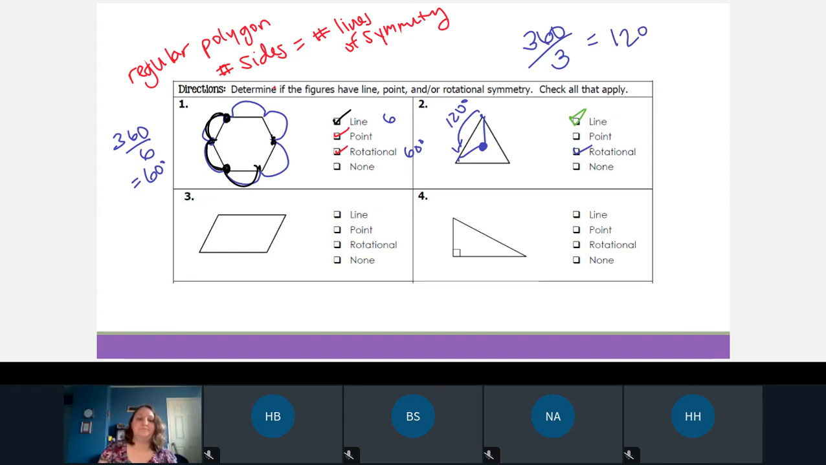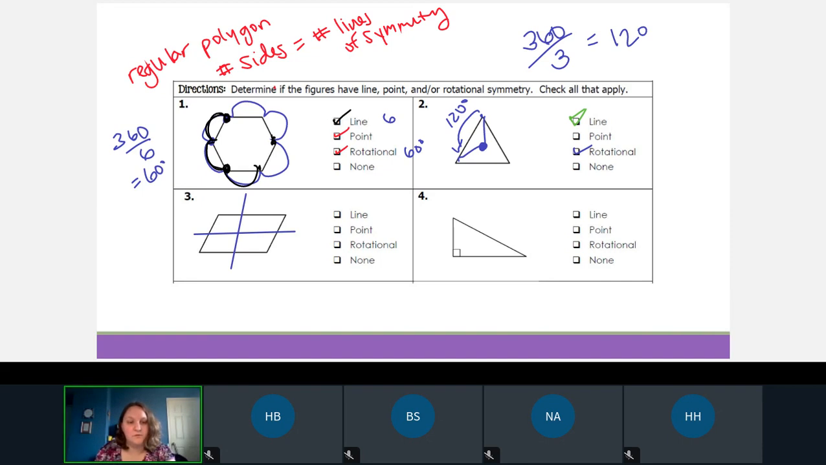Yay. All right. How about number 3? Let me think of number 3. I think it has line, point, rotational, or none. So whenever I ask myself about line, I start just kind of drawing some lines in there. Could I fold it here? No, that wouldn't work. Could I fold it here?